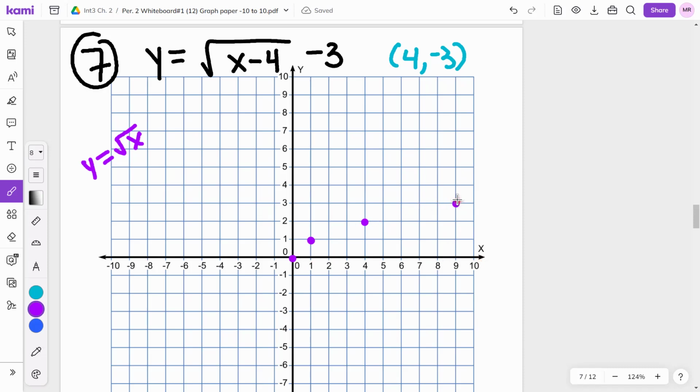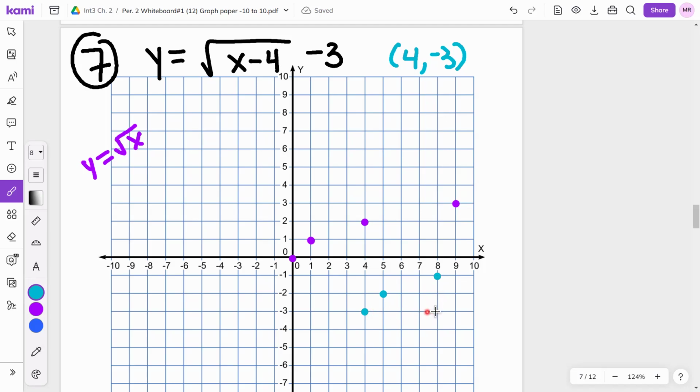Well, I'm going to do the exact same thing, but starting at 4, comma, -3. So I'm going to go to 4, comma, -3. So this one in blue, this is going to be the one I'm graphing. And from here, I'm going to go out 1. And the square root of 1 is 1. So I'm going to go up 1. And then I go back to this point and I go out 4. 1, 2, 3, 4. And the square root of 4 is 2. So I go up 2.